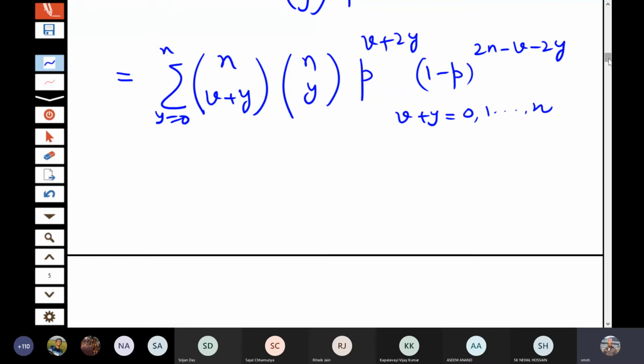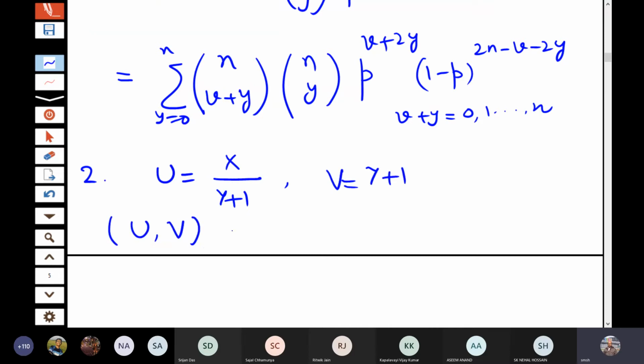Let me just take up another similar kind of exercise. Let us take, say, u is equal to x divided by y plus 1 and v is equal to y plus 1. I want to find out the joint distribution of u and v. Okay, what is the joint distribution?